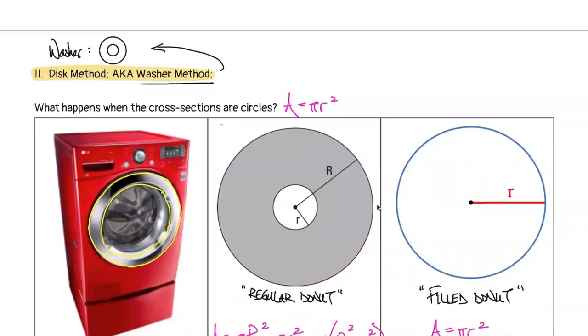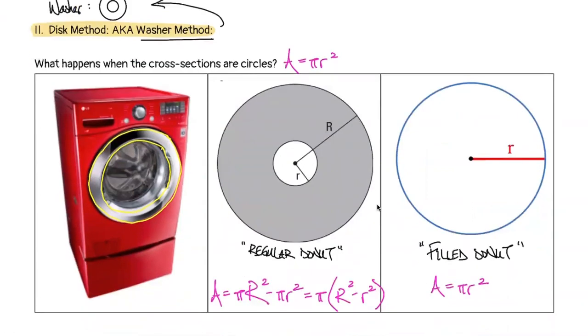All right, so at the very end of yesterday's class, we got to talking about this disk method or washer method. And we talked about how it was really a situation of two donuts, right? We have our regular donut that has this hole missing. And then we have a sort of filled donut situation where there's no hole in the middle that's been scooped out. And depending on the situation, if we had a filled donut, we could use the regular circle equation for area. Area equals pi r squared.